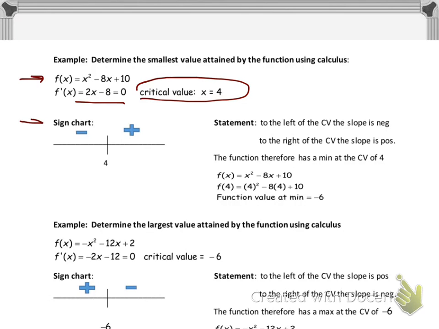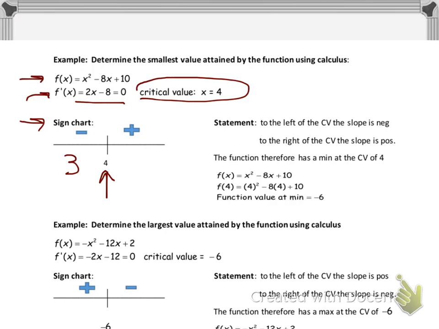Okay, here is your sign chart. You put your critical value on the sign chart. Then you're going to pick a number to the left of 4. So let's say we're going to pick 3. Take this 3 and evaluate your first derivative. So plugging in a 3, I get 3 times 2 is 6 minus 8. So I'm going to have a negative value. So that's why I have a negative on the sign chart above where the 3 would be.